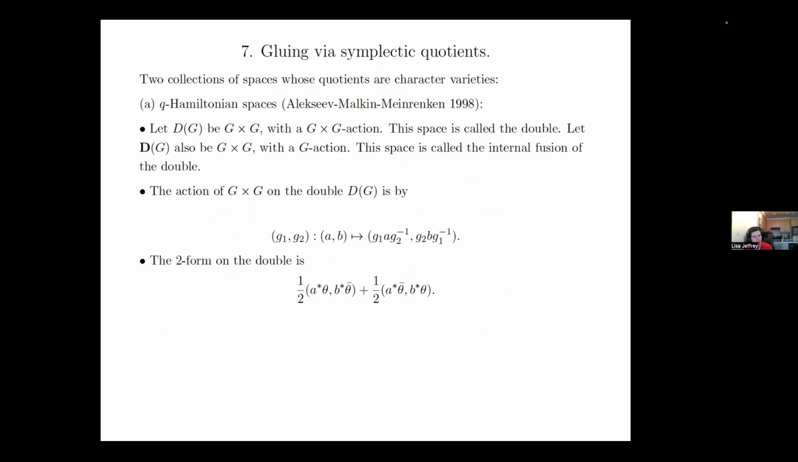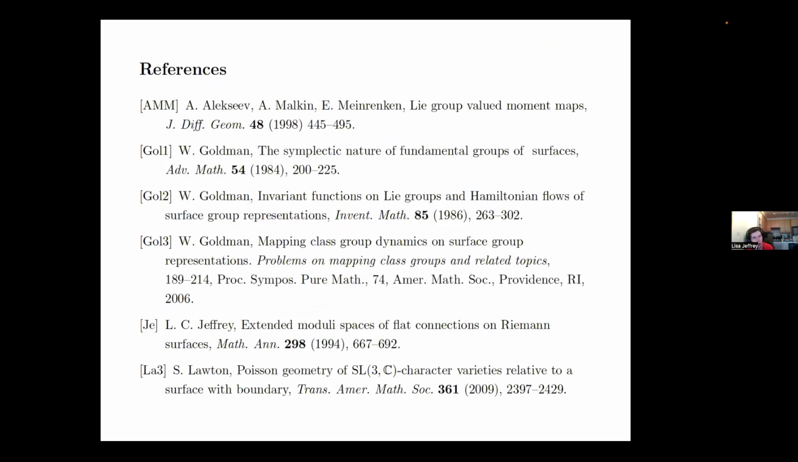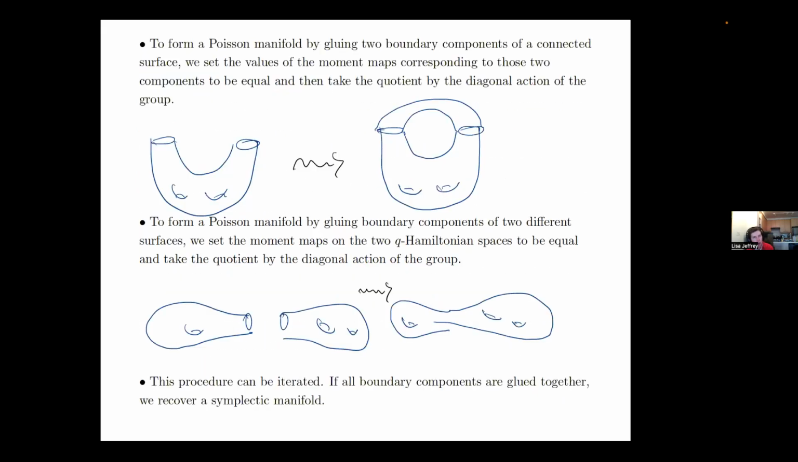So I have 2 minutes left. I don't really have time to say much about the relation with quasi-Hamiltonian spaces, which is the work of Alekseev, Malkin, and Meinrenken. I'll say only that these authors constructed quasi-Hamiltonian spaces, one purpose of which is symplectic quotients, or quotients of these are character varieties.